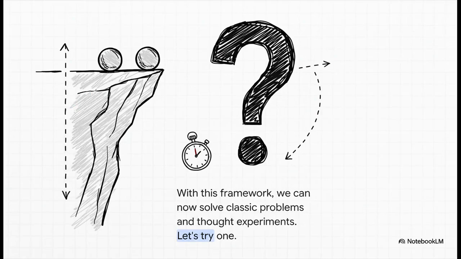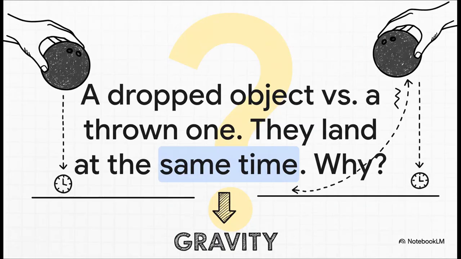And with this framework, you can solve any standard problem. For example, here's a classic thought experiment. If you drop an object straight down and at the exact same time throw another one horizontally from the exact same height, which one lands first? Because their vertical motion is identical, time in the air is a purely vertical problem. Since both start with zero initial vertical velocity and fall the same vertical distance, gravity pulls them down in the exact same amount of time. That horizontal speed has zero effect on how long it takes to hit the ground. This is the power of separating the two worlds.